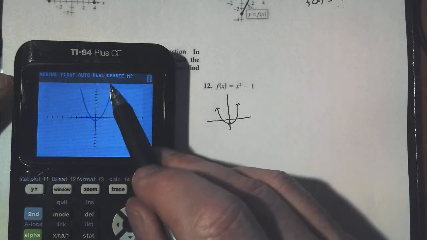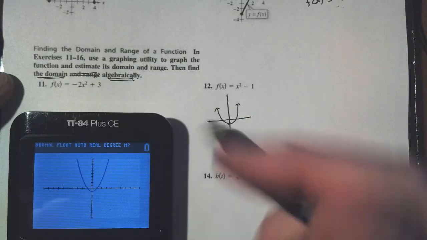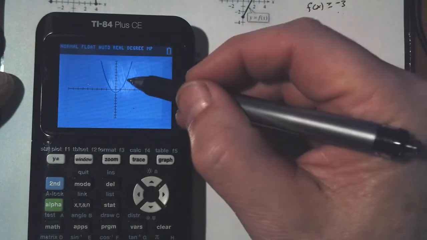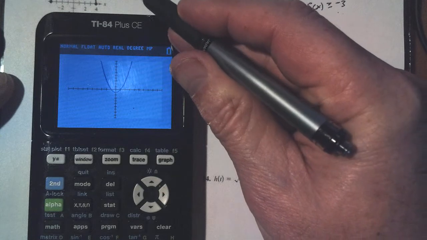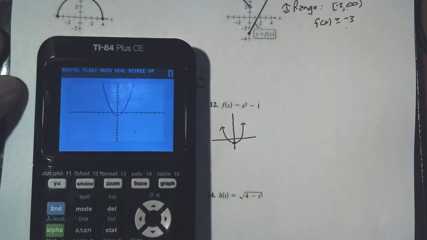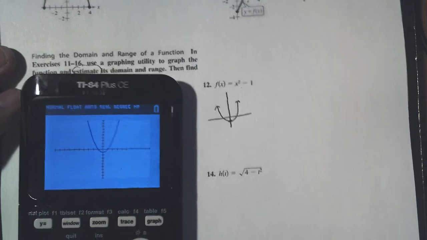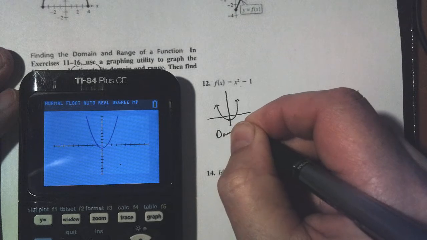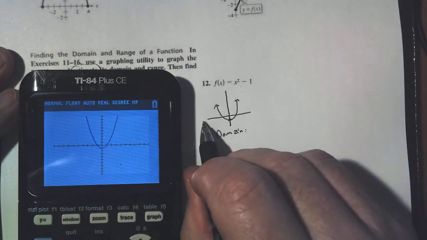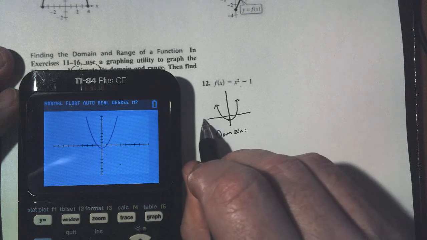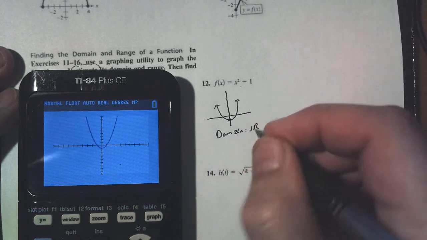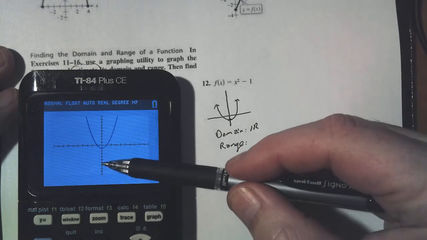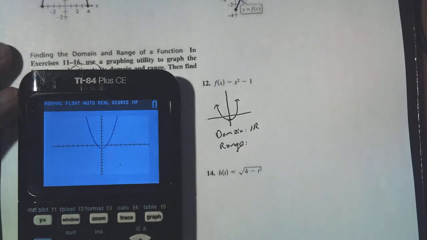Domain, it appears like this can go to the right forever, to the left forever. And this says to estimate, because in all honesty, how do we really know it doesn't just eventually get virtually vertical and quit going to the right? We'll have some graphs like that. So we just have to estimate. But I believe it can go to the right forever. So our domain, from the left coming to the right, scanning, I think it exists forever. My range, however, looks like as I scan from bottom to top, it doesn't exist until about -1.